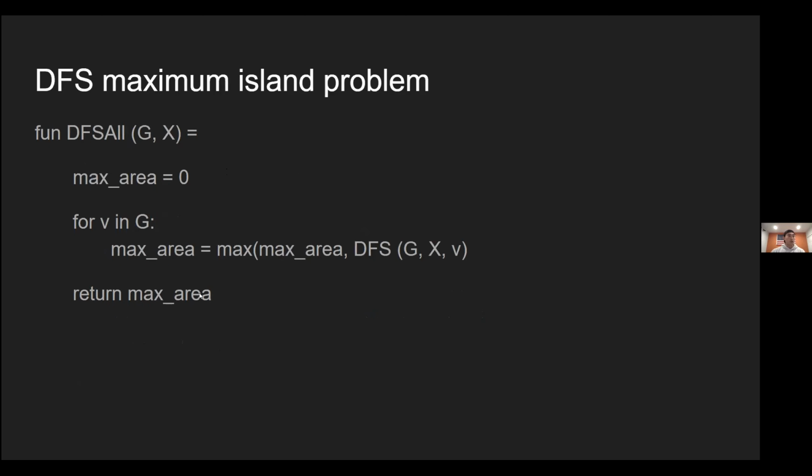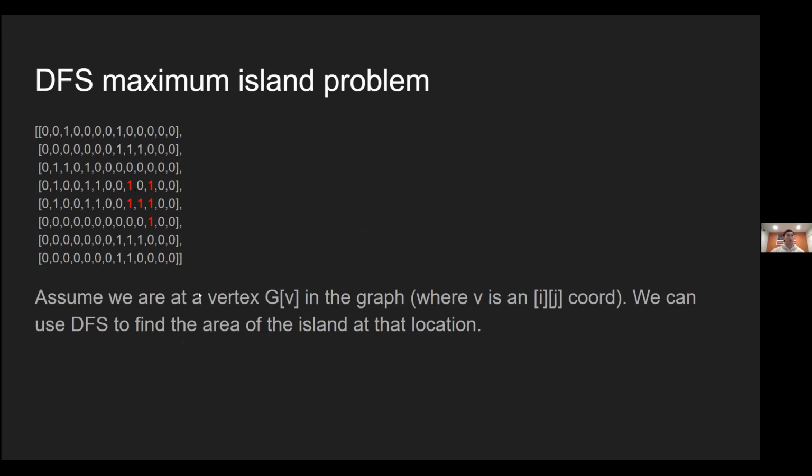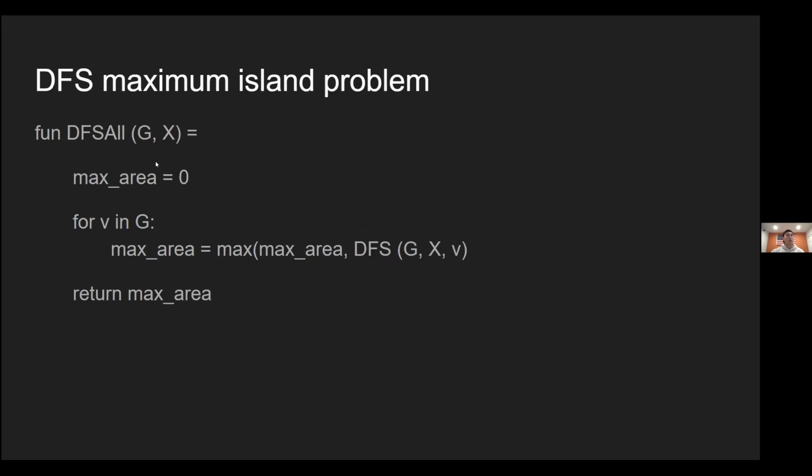Okay, so now for step 2, we want to run DFS all over everything so we can find the largest island, right? So here's our DFS all algorithm. It takes a graph and a set of seed nodes. This time we keep track of a maximum area, and for every vertex in this graph, we run DFS starting with that vertex. We compare the area returned from that DFS call to the maximum area so far, take the max between those two, and once we've seen all of the islands, we return this max area.